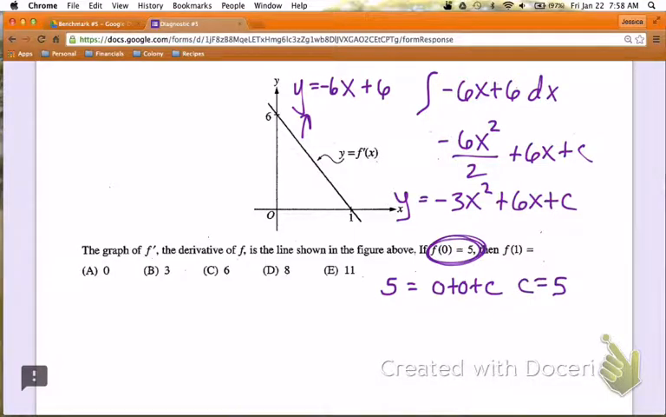Alright, so from there, I'm going to just edit this equation up here. I'm just going to erase that and put a 5.